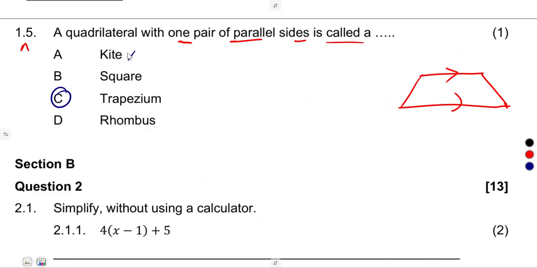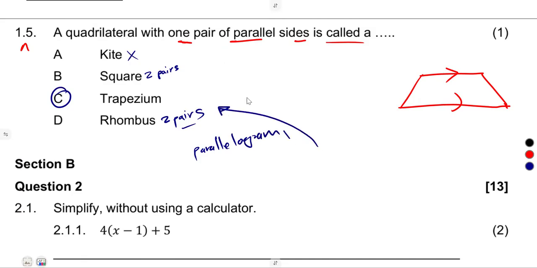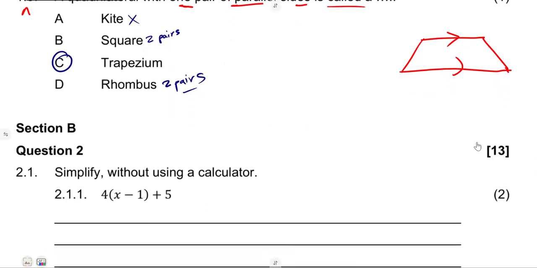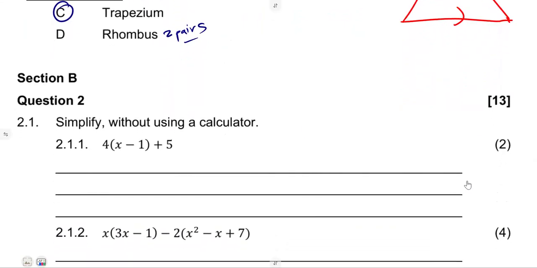At kite, we do not have parallel sides. A square, it is both. It is actually having two pairs, not one pair, but it has got two pairs of parallel lines, which is the same thing. On a rhombus, it has got two pairs, just like a parallelogram. Remember, these ones, they take from a parallelogram. So the trapezium, it is the only one that has got one pair of parallel sides. So the answer was going to be C.